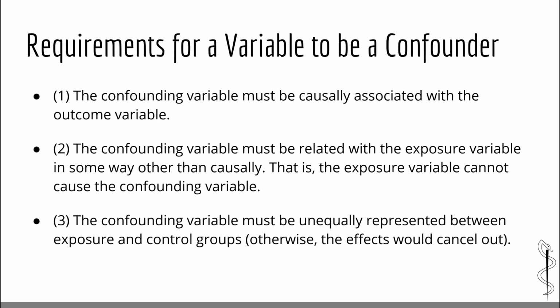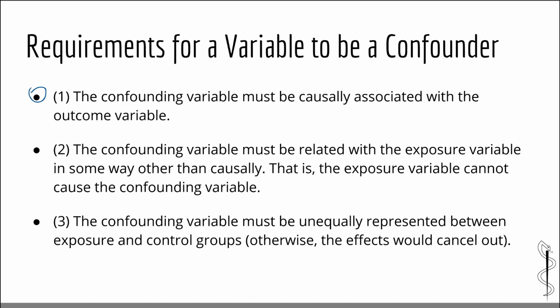So now that we understand the relationship between the variables, let's talk about the requirements for a variable to be considered a confounder. There are 3 requirements for a variable to be considered a confounder. First, the confounding variable must be causally associated with the outcome variable. In other words, the confounding variable must cause the outcome variable. This is pretty easy to understand.